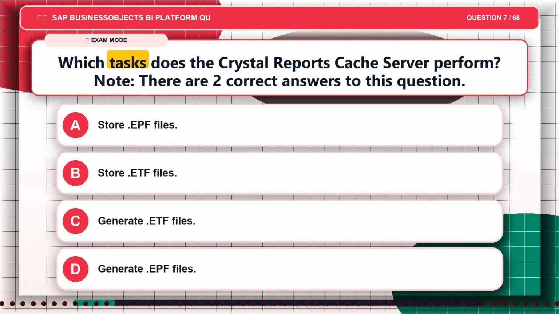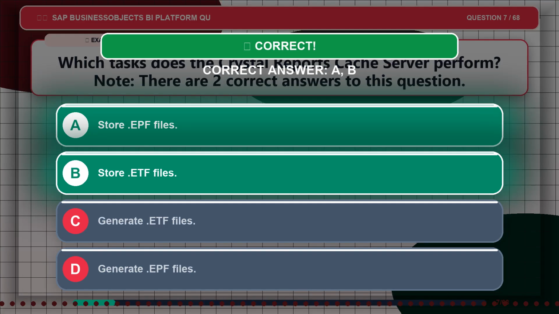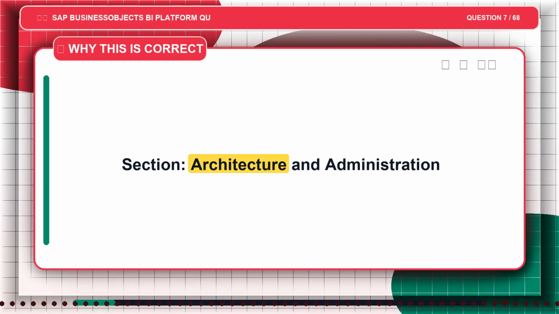Question 7. Which tasks does the Crystal Reports cache server perform? Note, there are two correct answers to this question. Option A. Store .epf files. Option B. Store .etf files. Option C. Generate .etf files. Option D. Generate .epf files. The correct answers are options A and B. Store .epf files. Store .etf files. Section, Architecture and Administration.